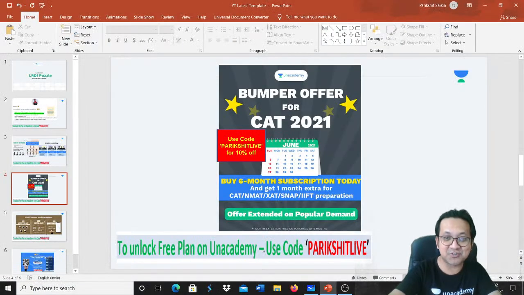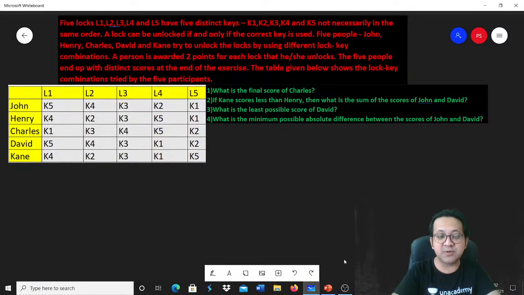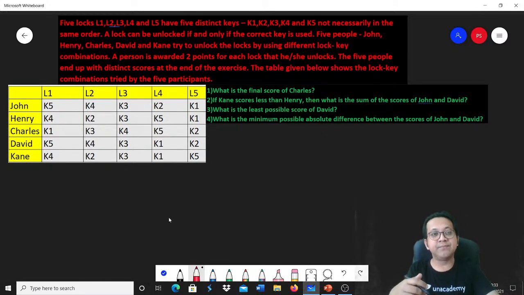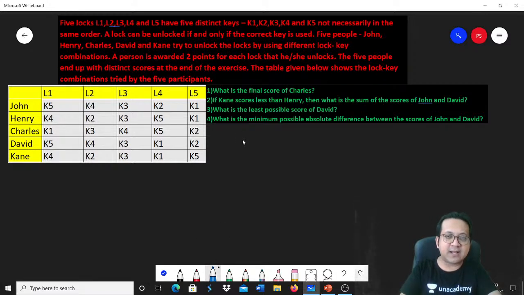Let's get started straight away. Please read the caselet and we are going to solve this caselet together. It's a very interesting caselet, an easy one and a lot of learnings are there, right? Let's have a look. 5 locks L1, L2, L3, L4 and L5 have 5 distinct keys K1, K2, K3, K4 and K5, not necessarily in the same order. A lock can be unlocked if and only if the correct key is used. So how can you unlock the lock? By using a correct key.